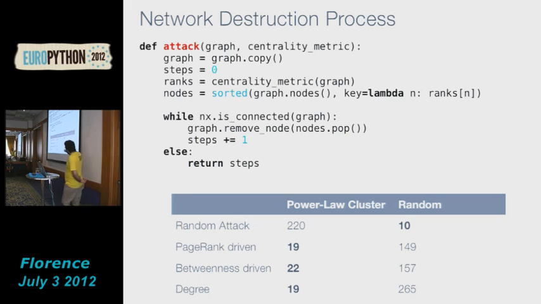We find that a power law cluster graph is very resilient, because you have to remove 200 nodes, and the original network had 1,000 nodes. So one fifth of the elements in the network must go before it breaks. So it's very resilient to a random attack.